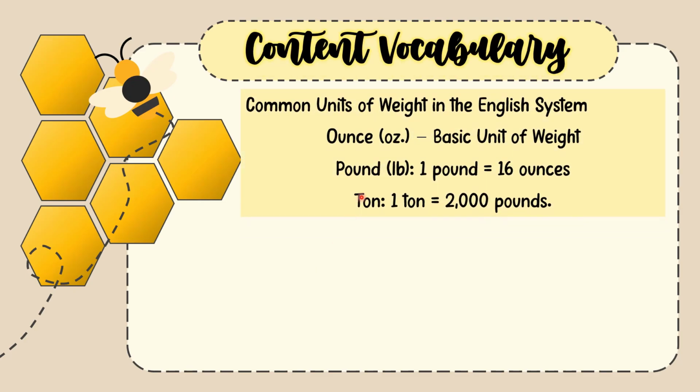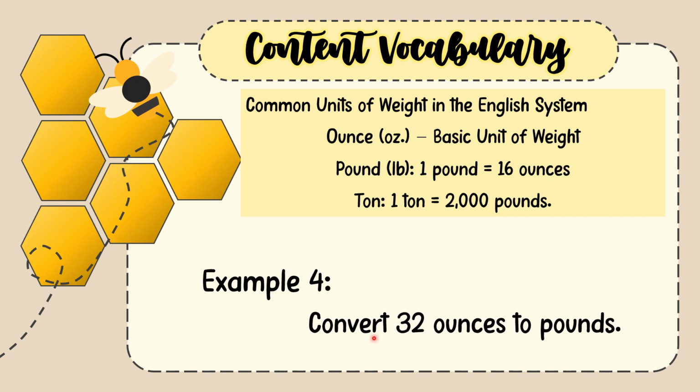Here we have the common units of weight in the English system. The basic unit of weight is what we call ounce. And 1 pound is equal to 16 ounces. And 1 ton is equal to 2,000 pounds. Now let's have example number 4 based on the common units of weight in the English system.